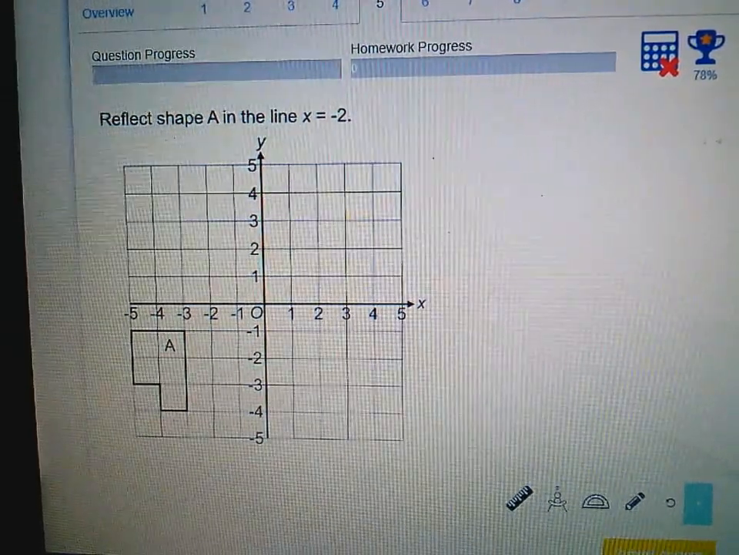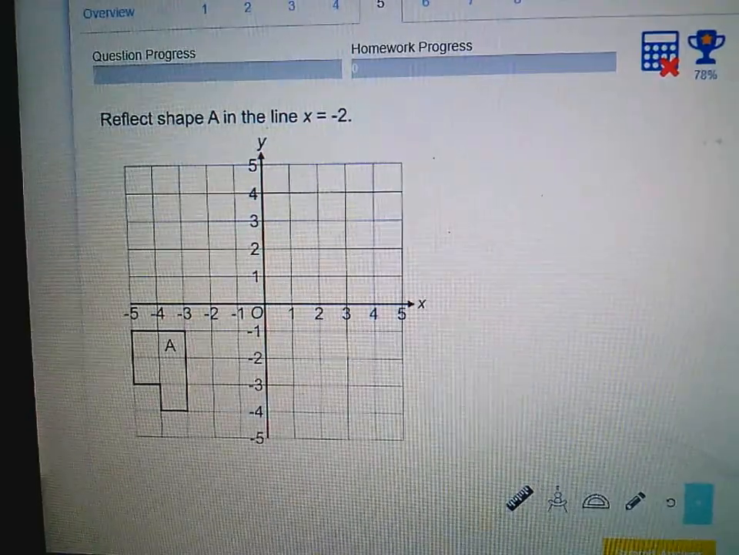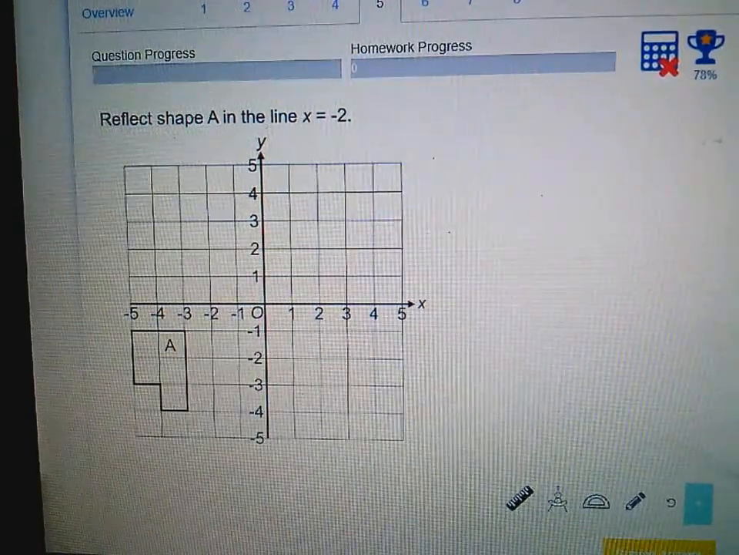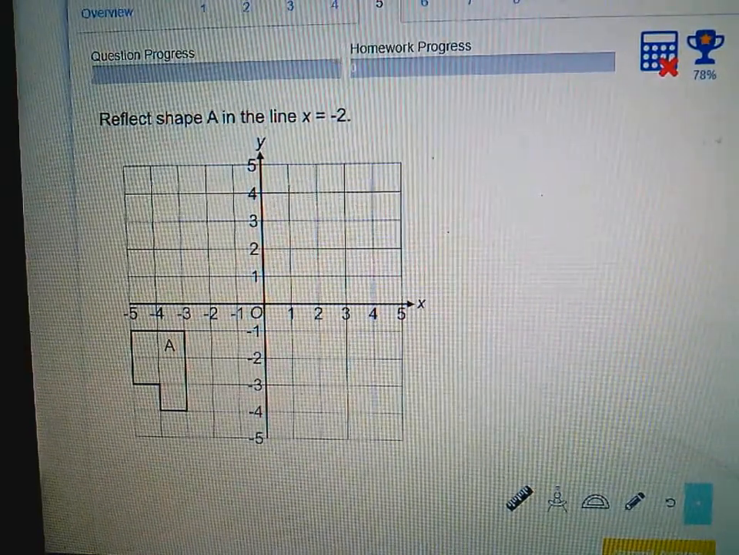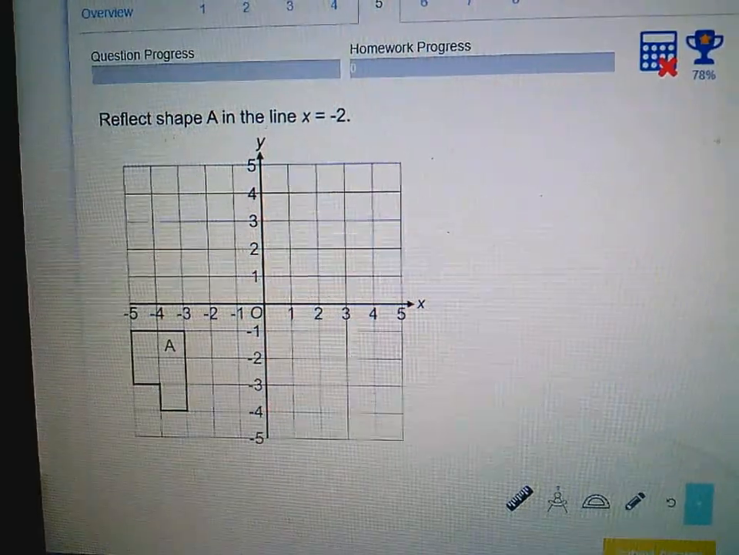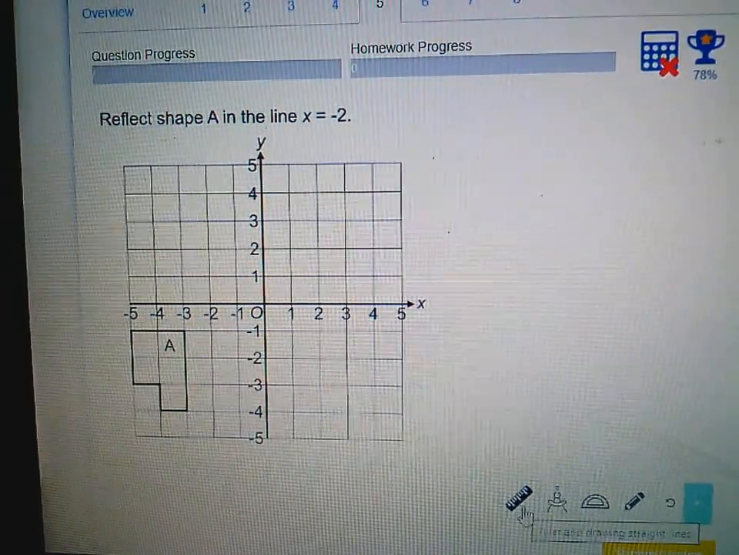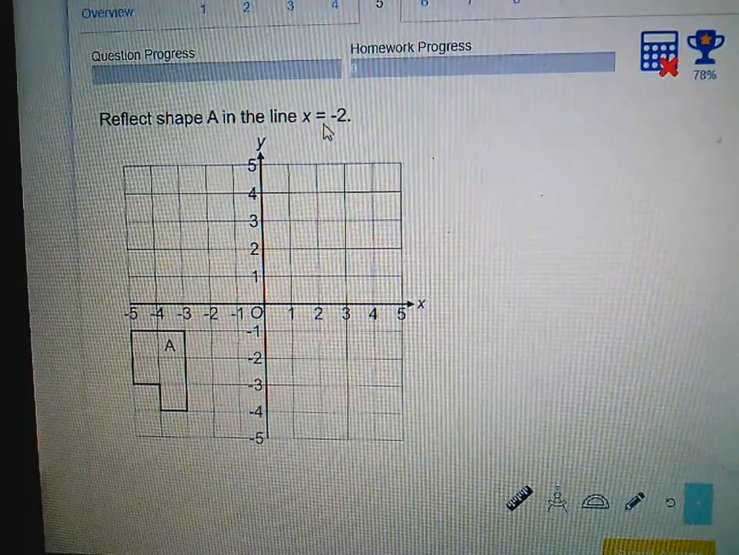He wants to know how to draw on MathsWatch. So I've had a go. Basically, I think you use the ruler tool. Sometimes it doesn't like the shape that you've drawn, so you've got to try and be as accurate as you can. So firstly, for this question, it's saying x equals -2.